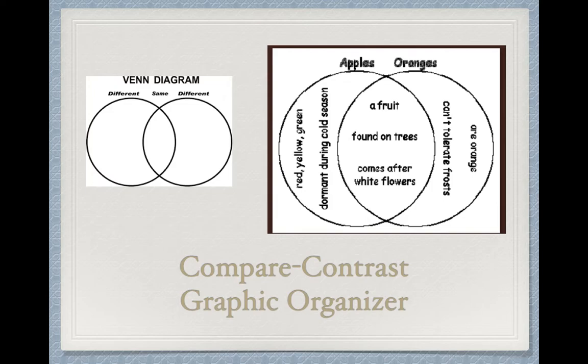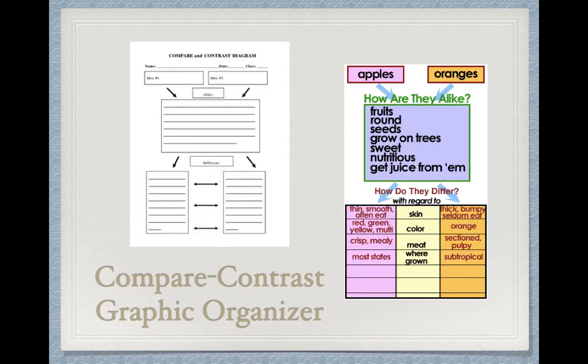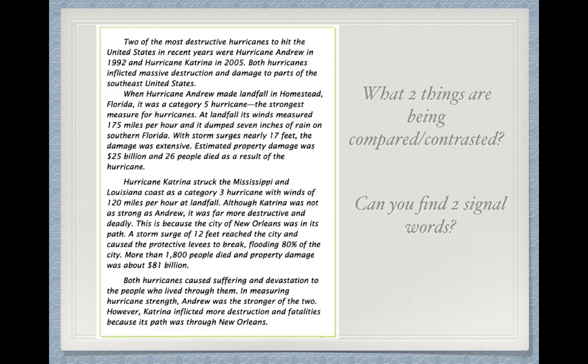These are some examples of compare-contrast graphic organizers that you may see. Often it's going to be a Venn diagram, which is two overlapping circles. Sometimes your diagram or graphic organizer might look like this. And let's do this practice paragraph together.